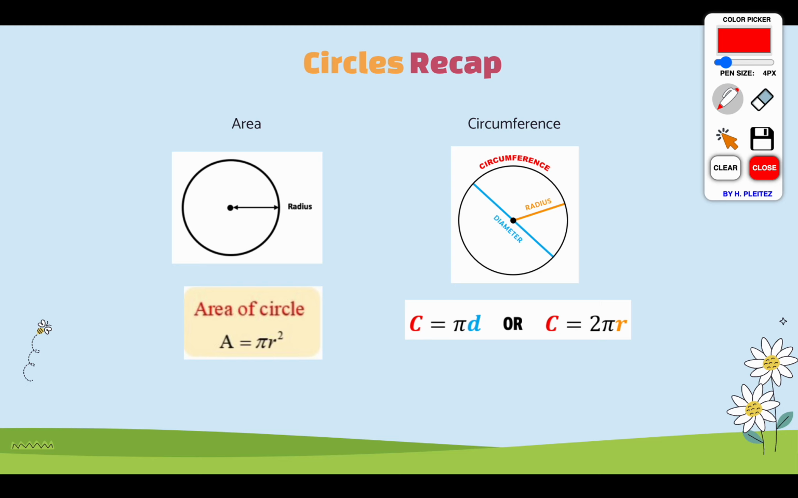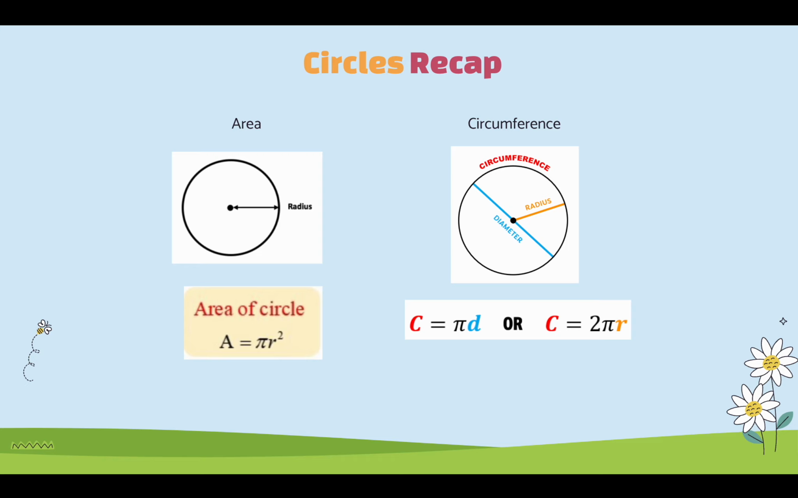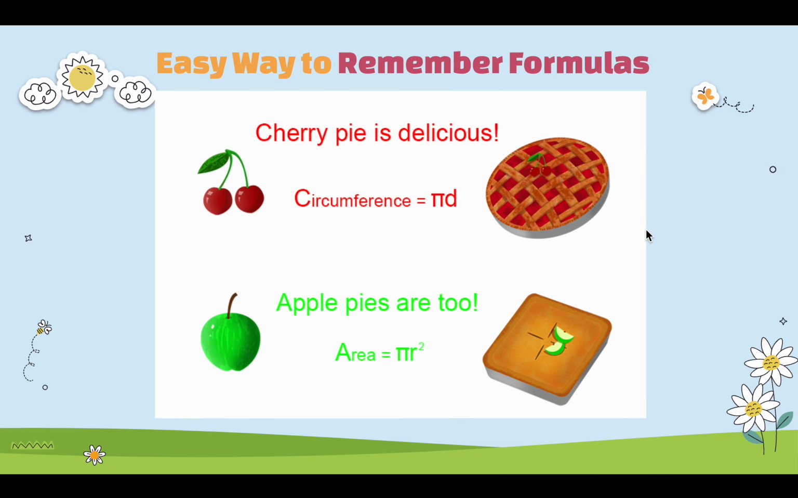So another way that you can write that formula, instead of writing pi times D, you can write C equals 2 pi r, and then when you do that, 2 times r, that would actually give you the diameter, right? So you might see the equation in either of those forms, so make sure you have both of those written down and that you know what each of those variables represent.